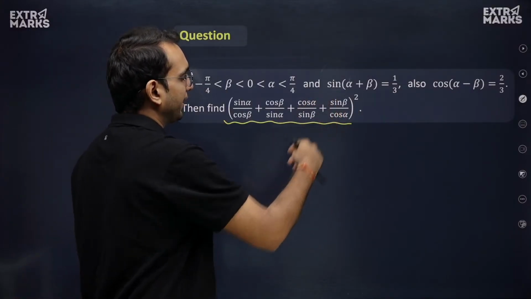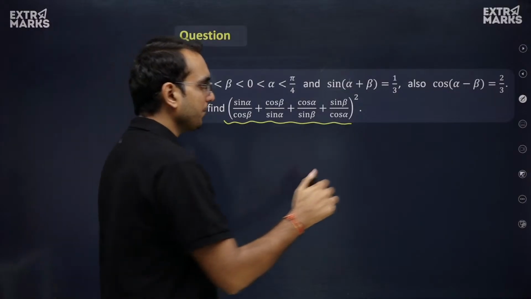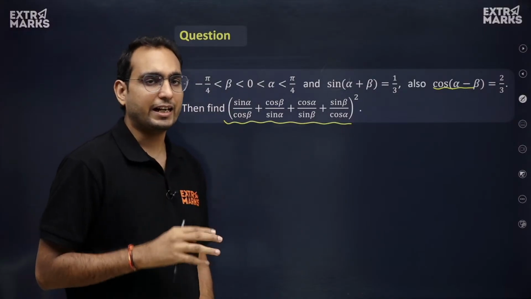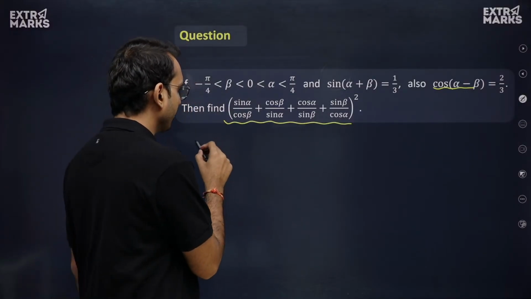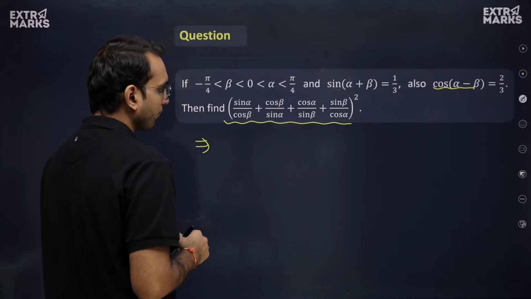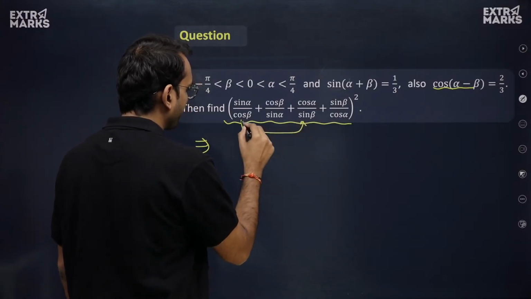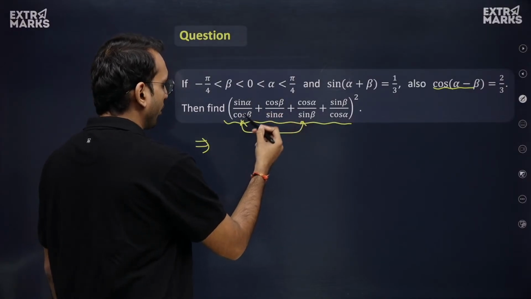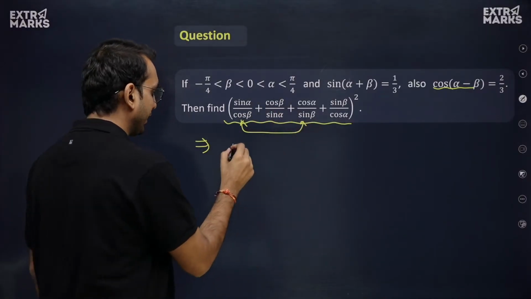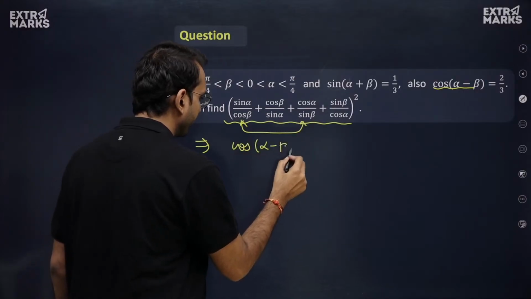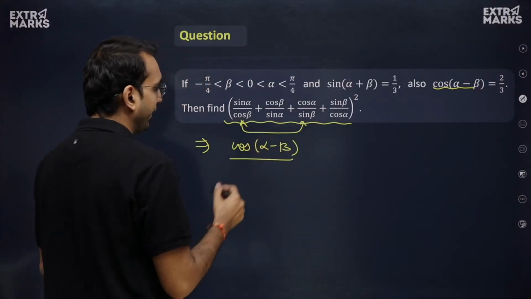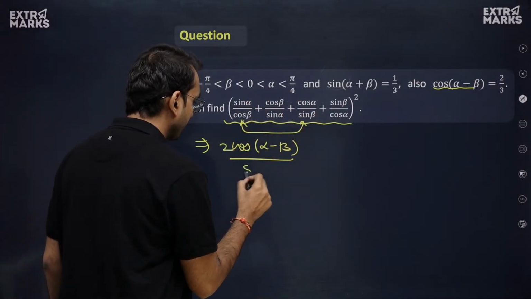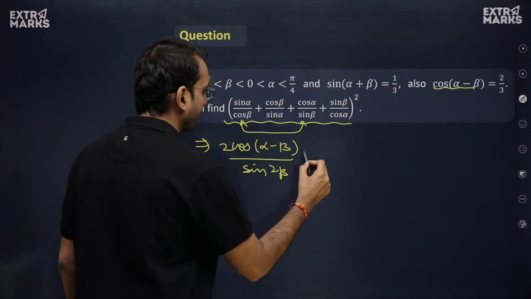Sin of alpha plus beta is sin alpha cos beta plus cos alpha sin beta, and cos of alpha minus beta is cos alpha cos beta plus sin alpha sin beta. Can we make that in this expression? If we combine this and just add them, it will become sin alpha sin beta plus cos alpha cos beta. Yes sir, it is making cos of alpha minus beta in the numerator, and in the denominator it is cos beta sin beta. When you multiply by 2, it becomes sin of 2 beta.